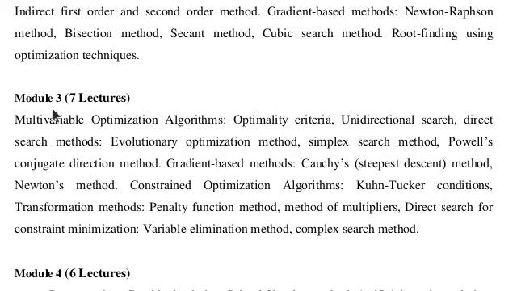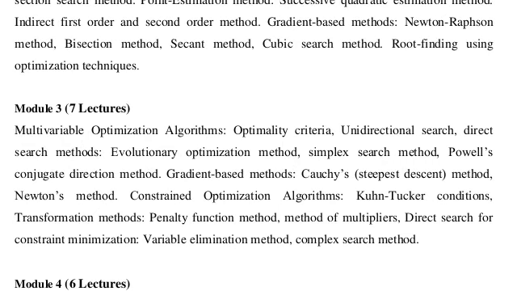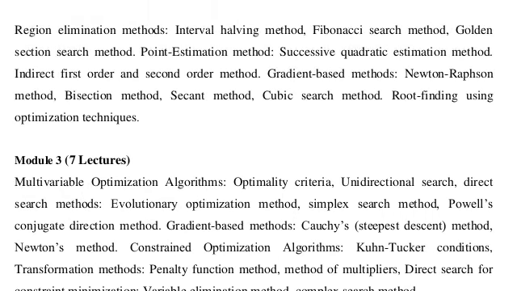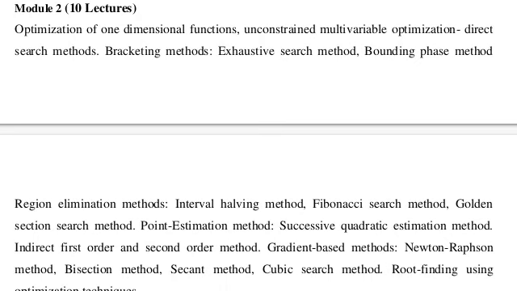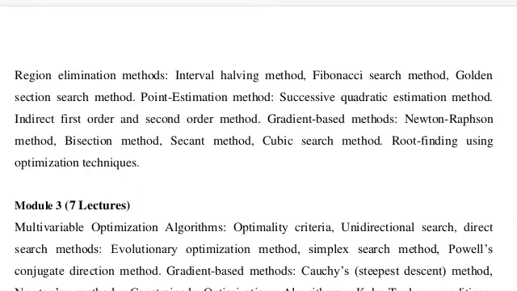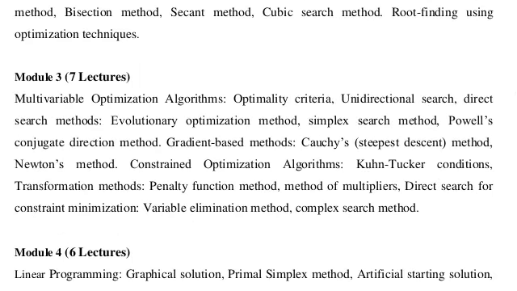You can see that module 3 is for multivariable optimization algorithms, meaning x1, x2, x3, all these variables can be there. But if you see module 2, it is a one dimensional function, only one variable was there. Here now you can see that we have 2 variables, 3 variables or 4 variables and more. So this is multivariable optimization, and here optimality criteria you know very well.